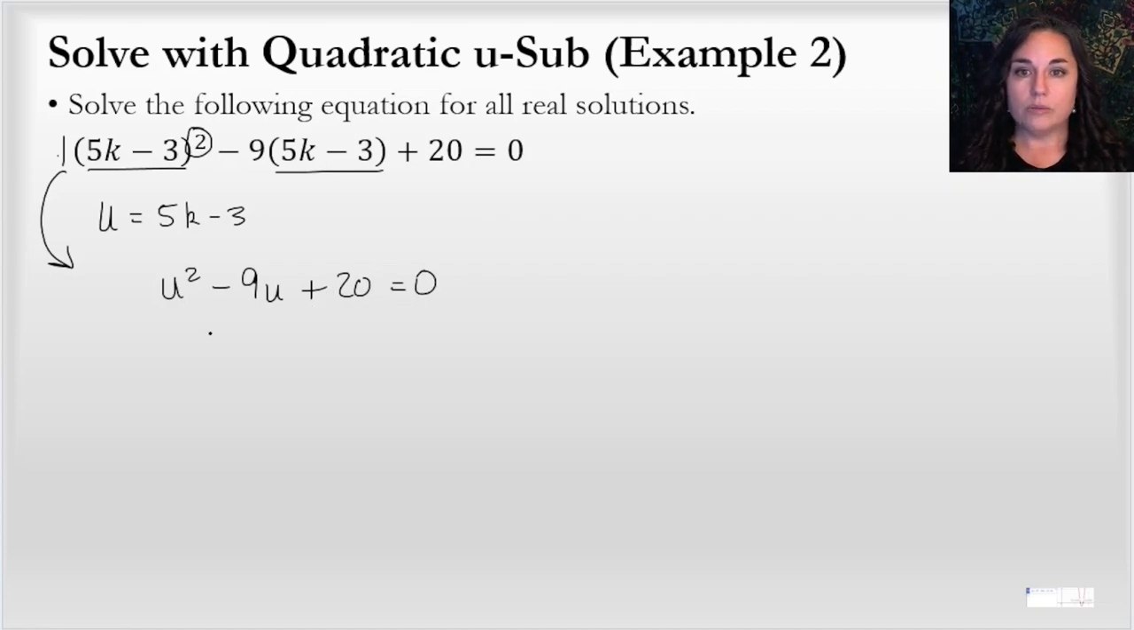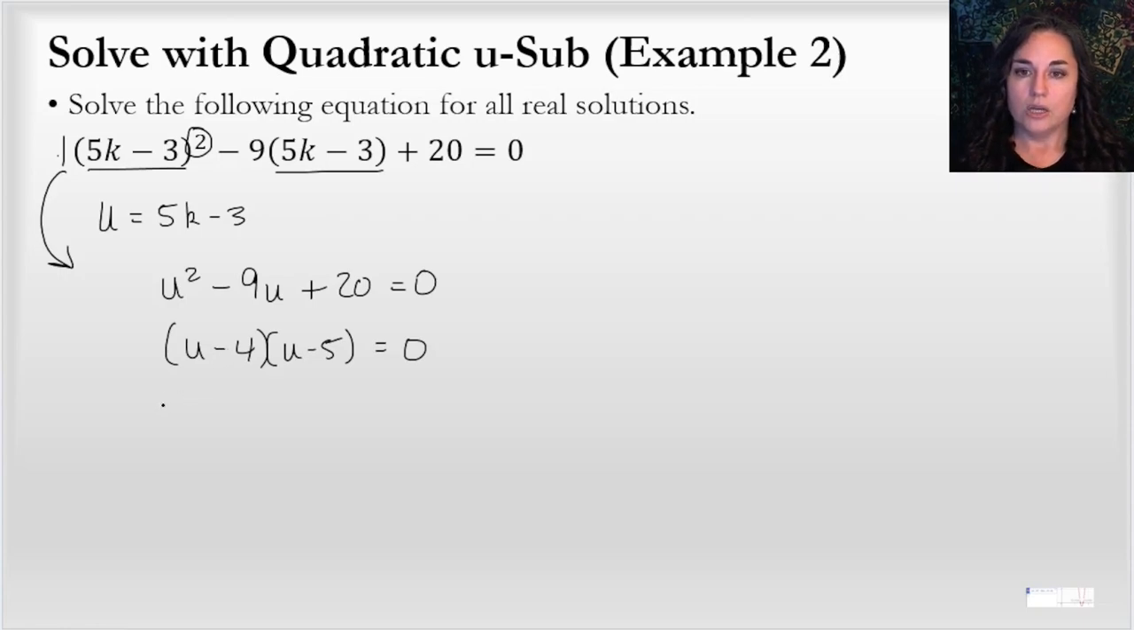On the previous problem we used factoring, and we can use factoring on this problem. u minus 4, u minus 5 equals 0. 4 and 5 add up to 9 with a negative sign, and 4 and 5 multiply to 20. So we could just factor that.